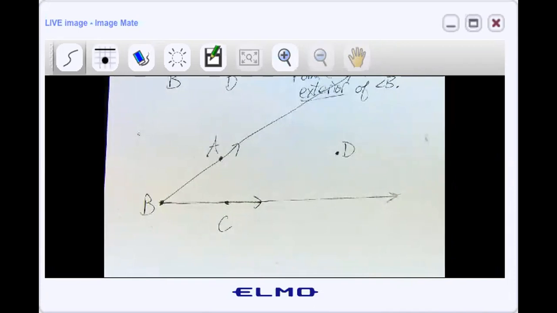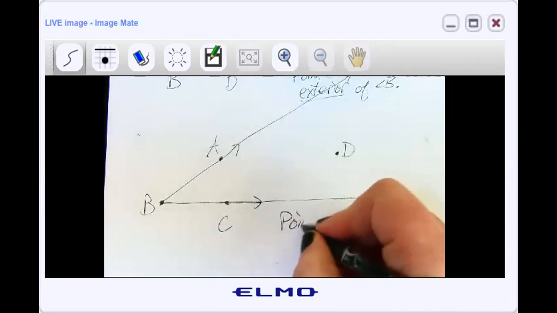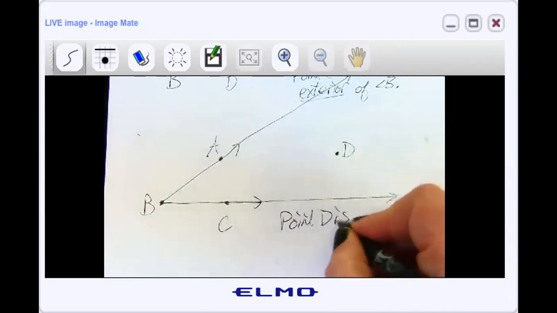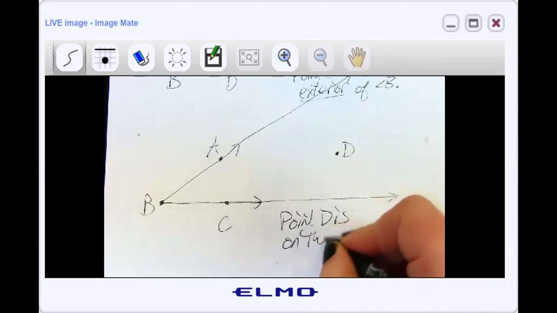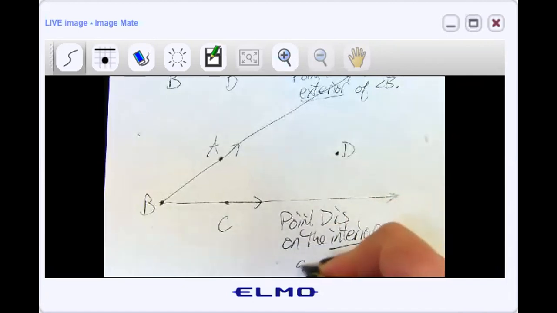So D does still count as being on the interior, even though it looks like it's kind of on the exterior at first. Okay, so let's put that in words. Point D is on the interior. Okay, does that make sense?